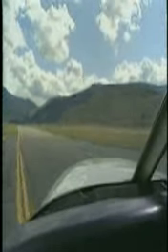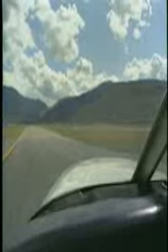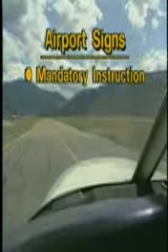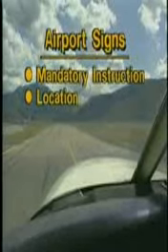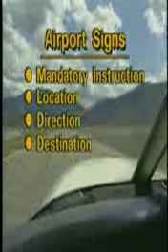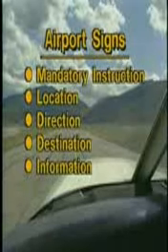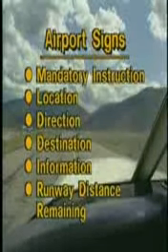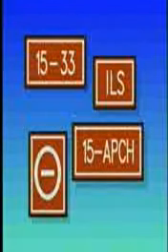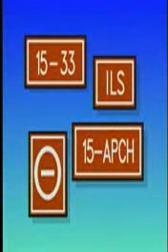There are several types of signs which provide you with information while taxiing. These signs are mandatory instruction, location, direction, destination, information, and runway distance remaining. First, mandatory instruction signs are used to denote an entrance to a runway or critical area, and to areas where aircraft are prohibited from entering. These signs have white lettering on a red background and usually indicate the holding position for these areas.